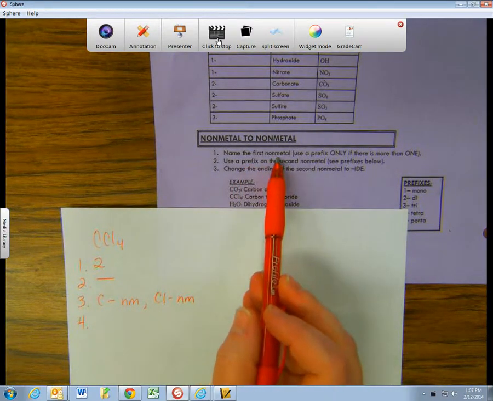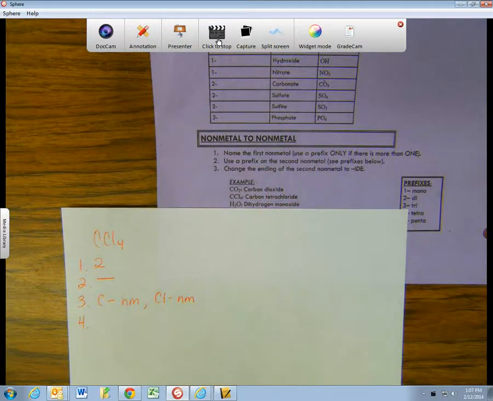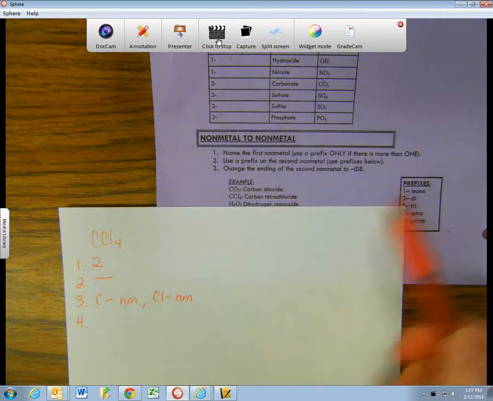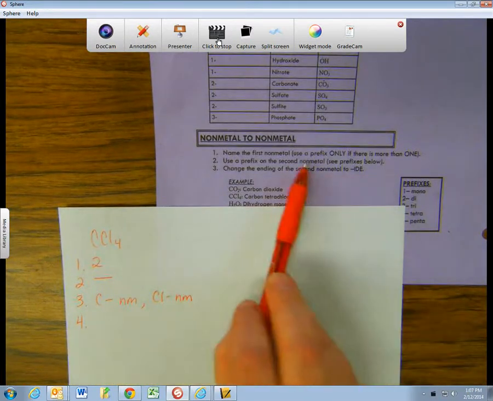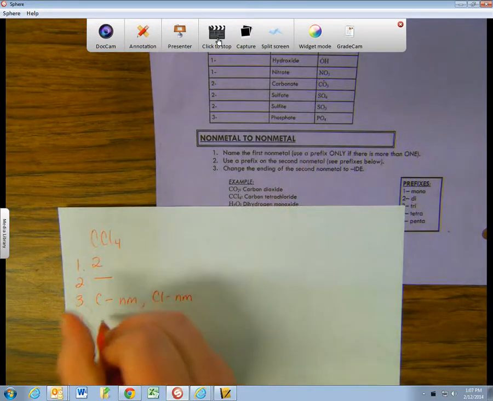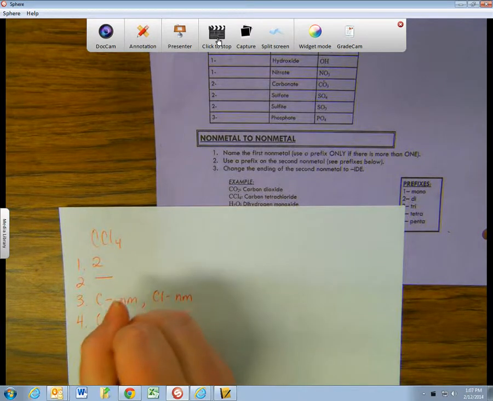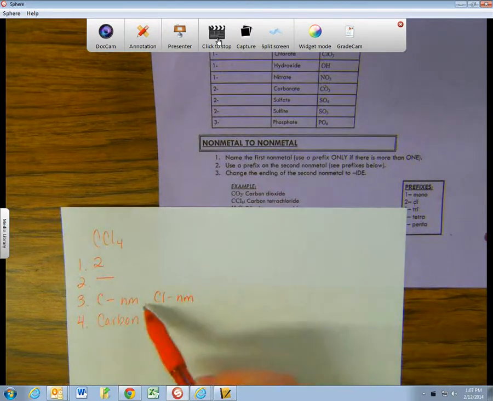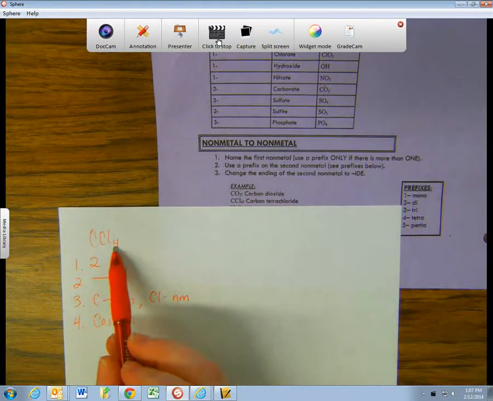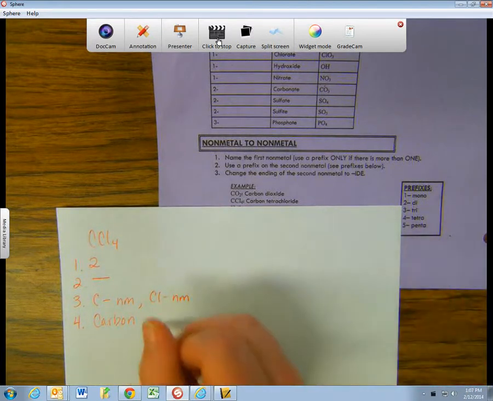Okay, so here we have one carbon, so we don't need a prefix. So I'm just going to write carbon. Use a prefix on the second nonmetal always. In this case, the subscript is 4. So I'm going to put tetra, and then change the ending of the nonmetal to IDE. So I've got carbon tetrachloride, and I'm done.